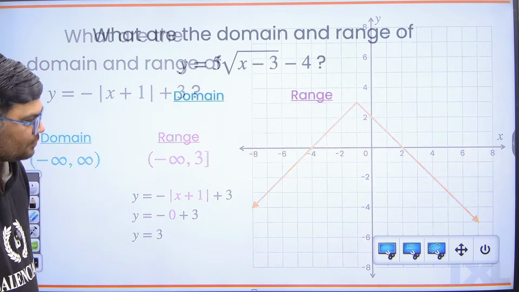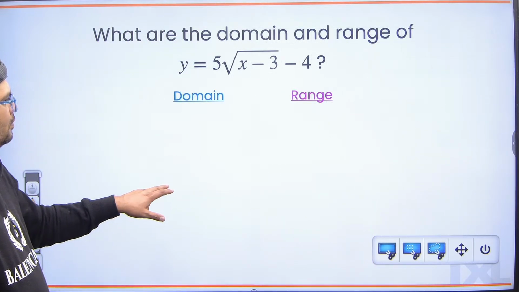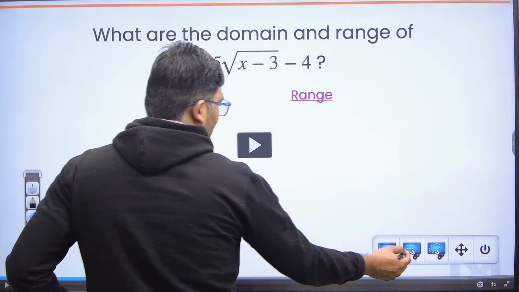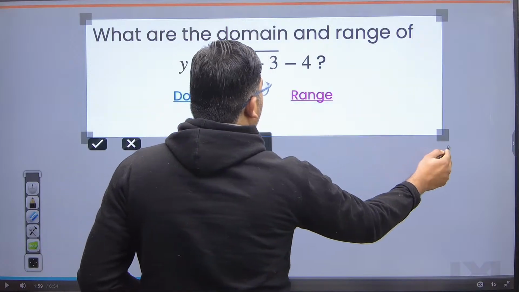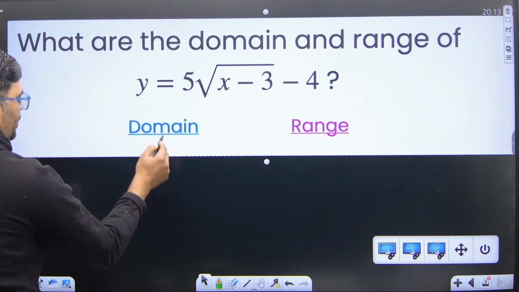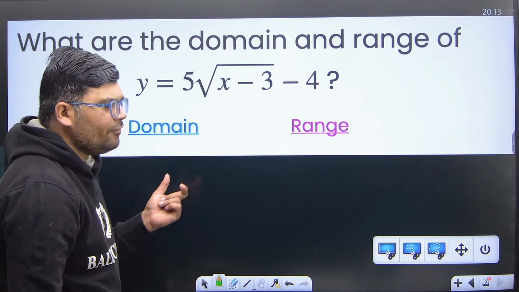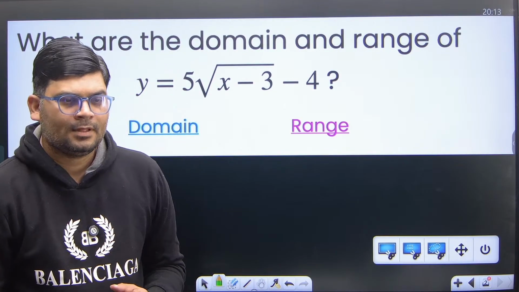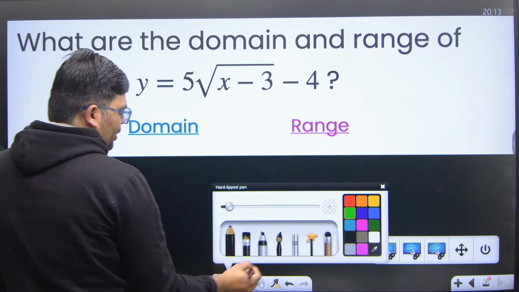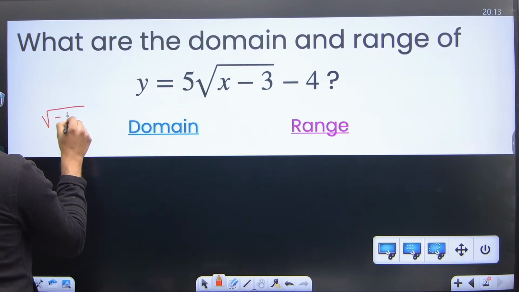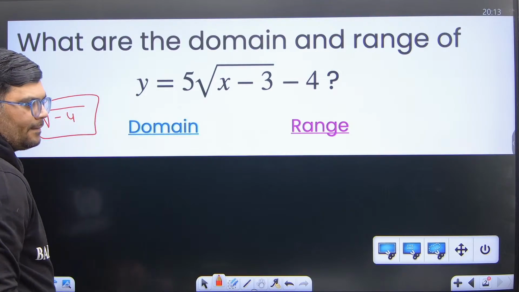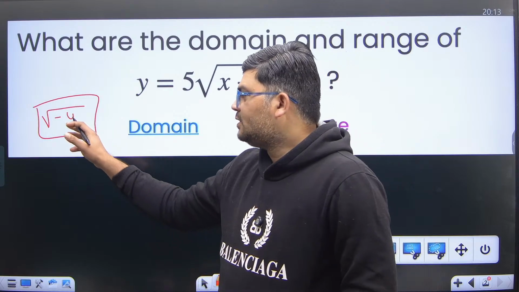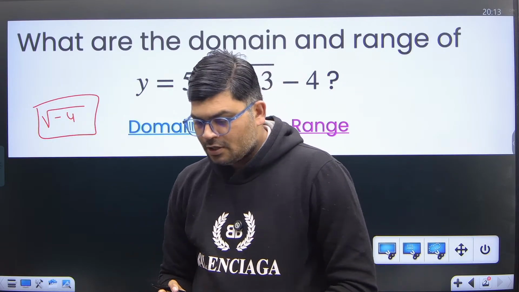Let's look at another function. This time we have a square root function. Let's do this: I will ask you some questions and then you will tell me. Is the square root of any negative number possible? Can I find the square root of negative 4? That's not a real number. It means I can't find any real number as the square root of a negative number. Are you getting it?